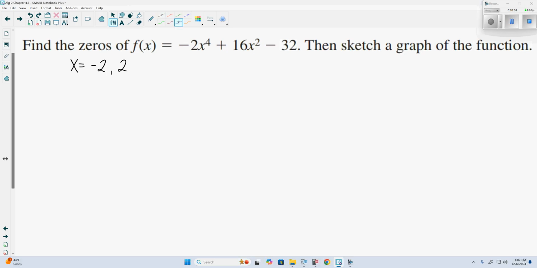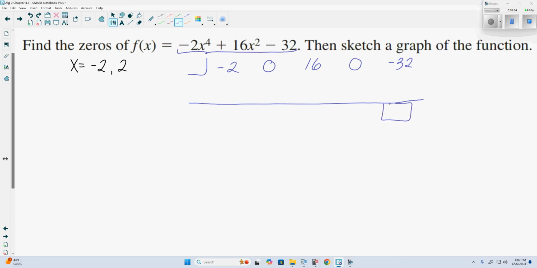And from here, we can use synthetic division. So our coefficients across the top, we'd have negative 2 for x to the fourth. Since there's not an x to the third, it would be 0. 16 for x squared. 0 for x, since there is no x to the first. And negative 32. Now, does anybody have a guess of what the remainder is going to be here?